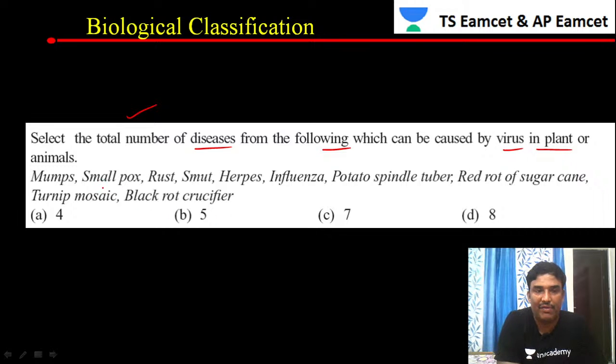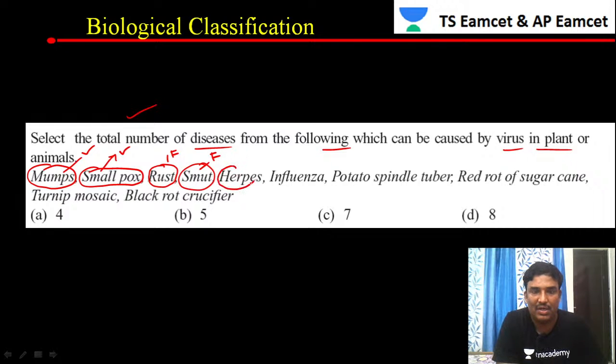So we have to identify which of these are viral. Let's see option by option. First, mumps: mumps is a viral disease. Next, smallpox, and we know chickenpox too, these are also viruses, viral diseases. Rust of wheat: rust is a fungal disease. Smut is also fungal. Herpes is again a viral disease. Then influenza and flu, bird flu, that is also a virus. Then potato spindle tuber virus.